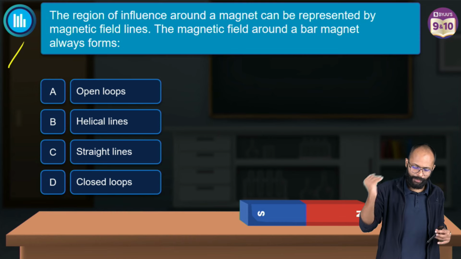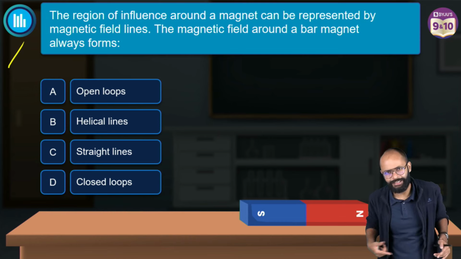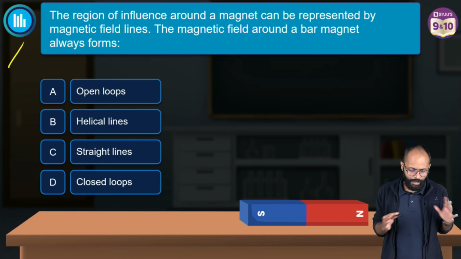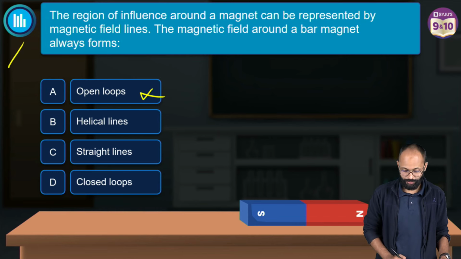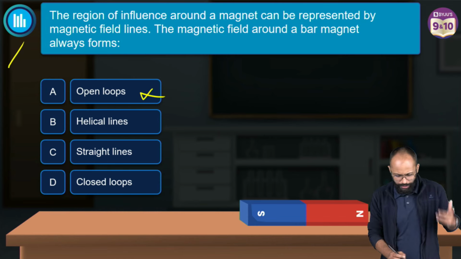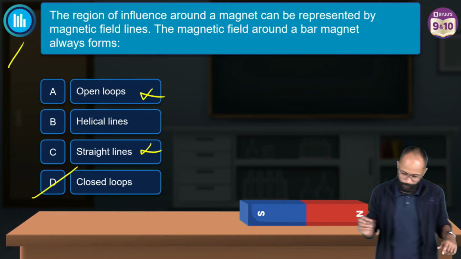The magnetic field around a bar magnet always forms what? We just did this. Come on, answer me. Does it form open loops? No sir, that's wrong. Helical lines, I'll tell you. Straight lines is the wrong answer. Closed loops, yes. Option D is the right answer.